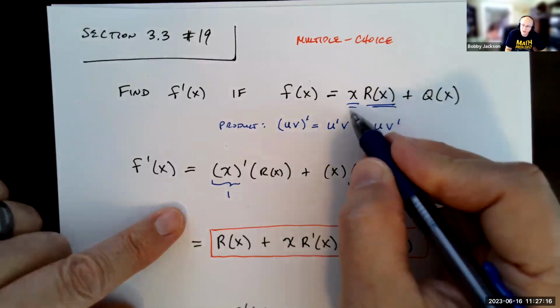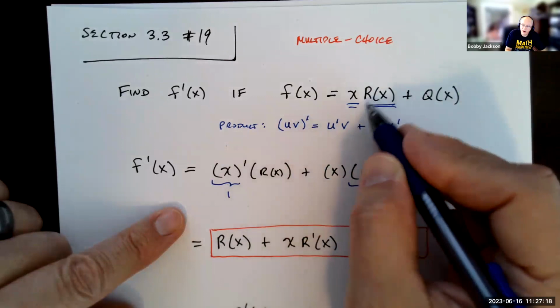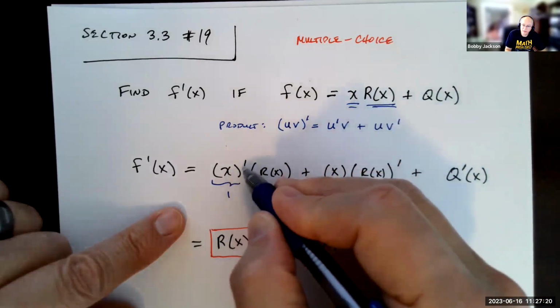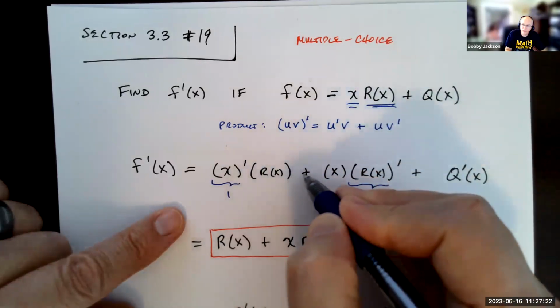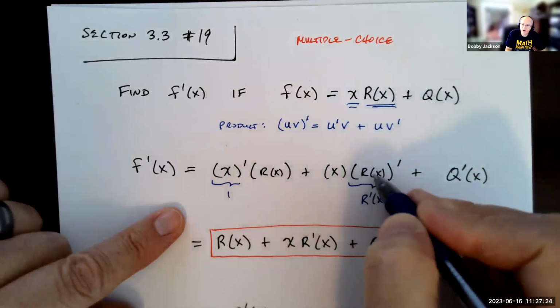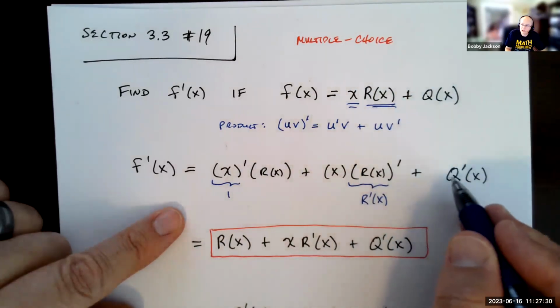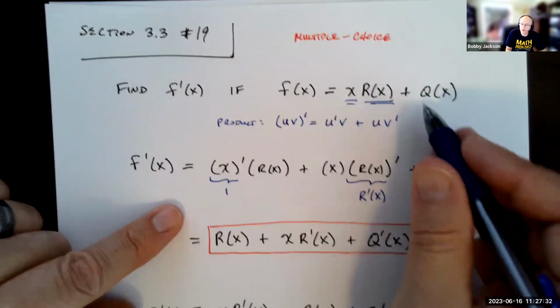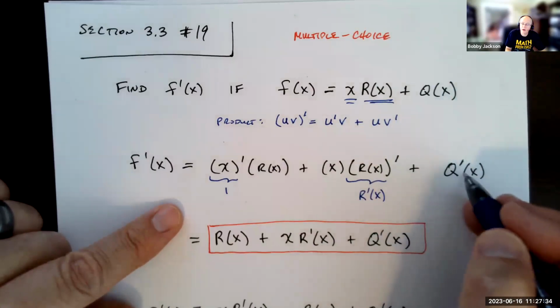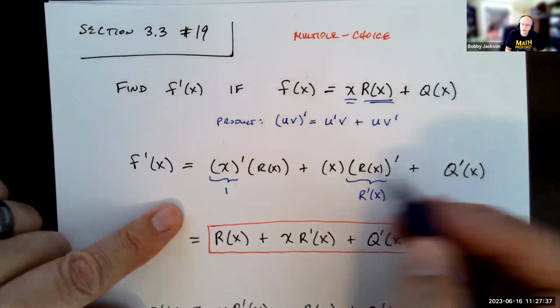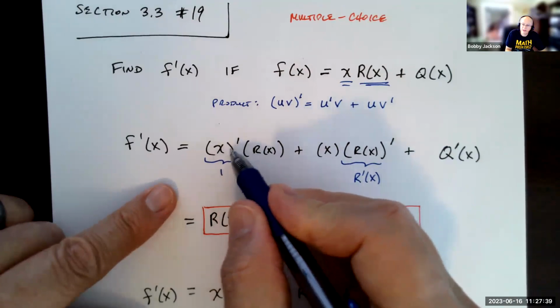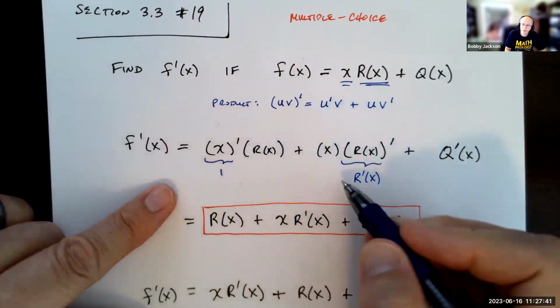So here my u is x and my v is r of x. So it's the derivative of x, right? Little prime mark, times r of x plus x times the derivative of r of x, right? So that's the derivative of this there. What's the derivative of q of x? Well, the derivative of q of x is just q prime of x. I don't know what the function q of x is, but this would be the way I would write its derivative. From the product rule, derivative of x is just 1, right, with respect to x.